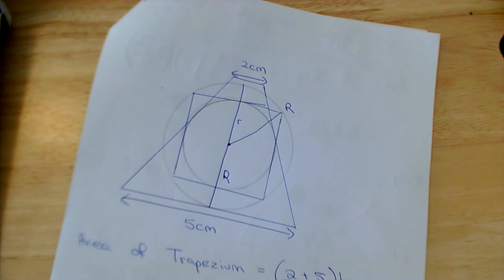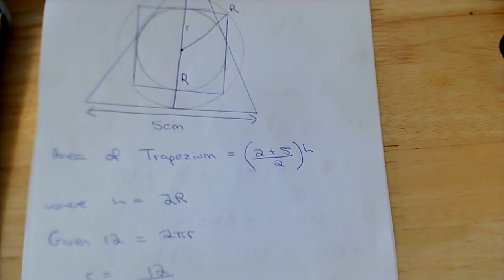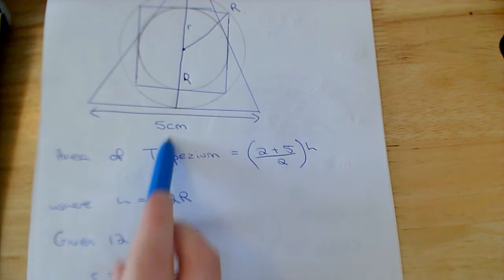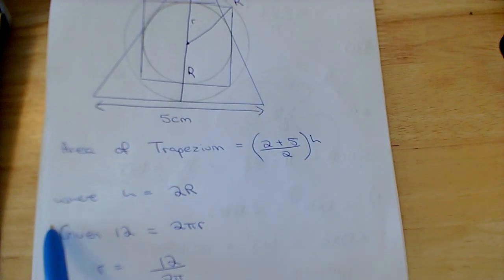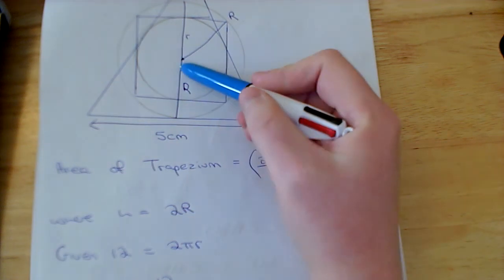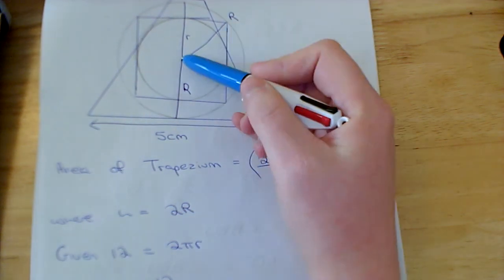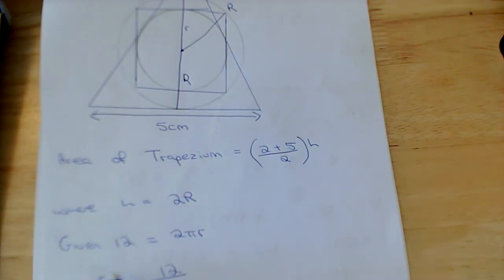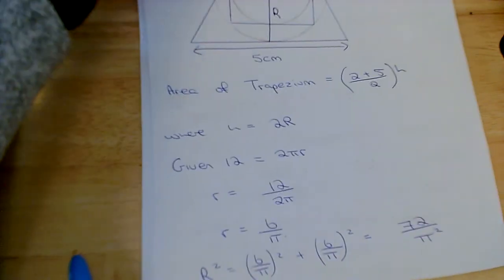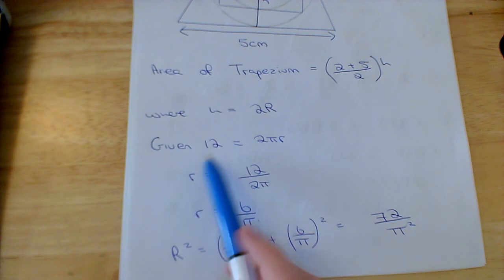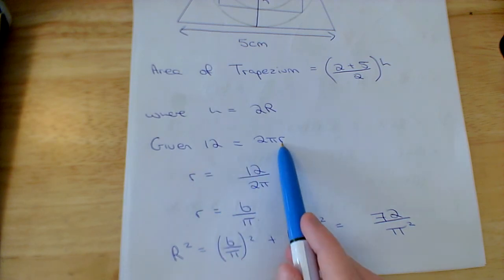Okay, right. Area of a trapezium, this is in my log tables, is a plus b over 2 times the perpendicular height. So 2 plus 5 over 2 times my height, which I don't know yet. But what I do know is that my height is going to be 2r, because from here to here is my radius, and from here to here is my radius. And I'm told that that height was 12, at the very start of the question. So 12 is equal to 2 pi r, the length of my circumference.